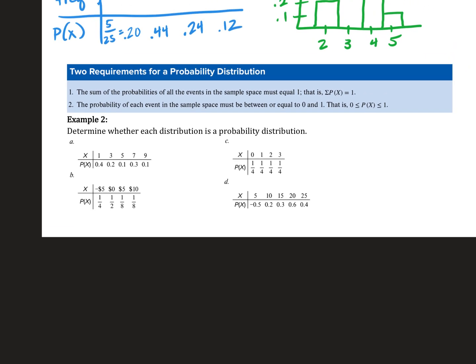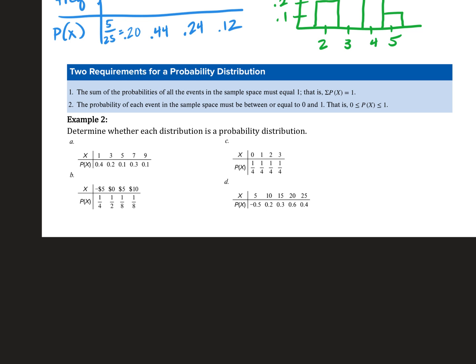You have 2 requirements for a probability distribution. The first is that the sum must equal 1. So think about it. If it's probabilities of all of the events, the probability that any of them can occur is 1, right? And then the probability must be between 0 and 1, so no negatives.